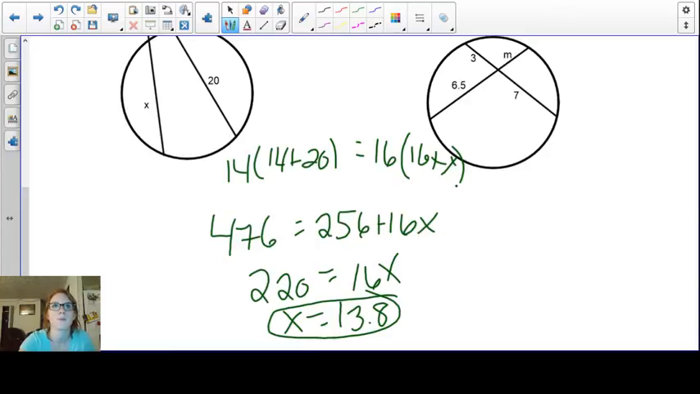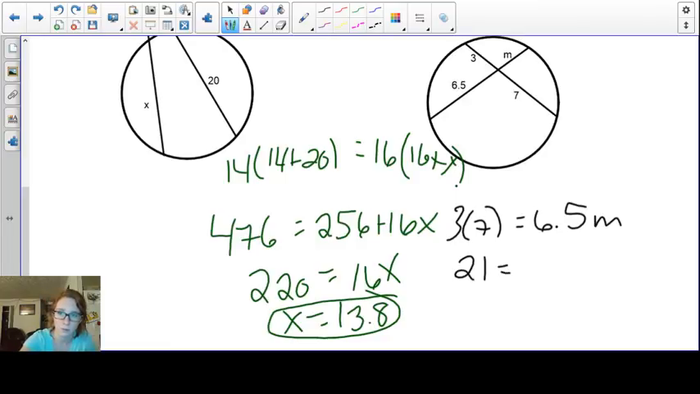And then this last one, we have 2 chords together in my circle, so I'm going to take the pieces, so 3 times 7. That'll be equal to 6.5 times m. So I get 21 is equal to 6.5 m. So m is equal to 3.2.